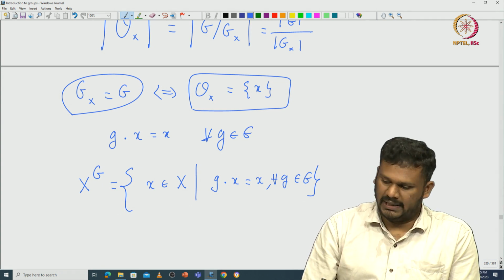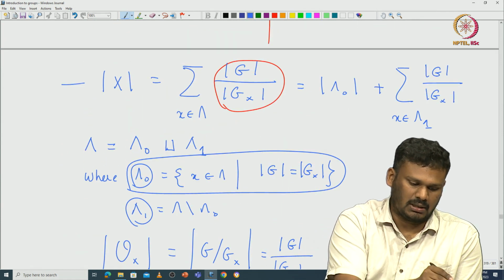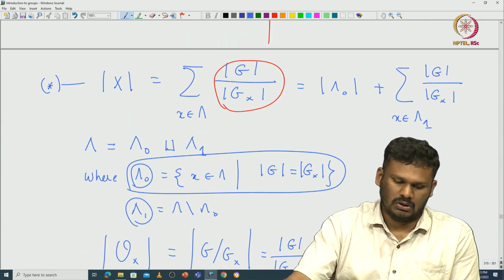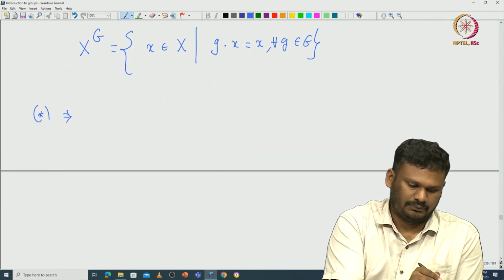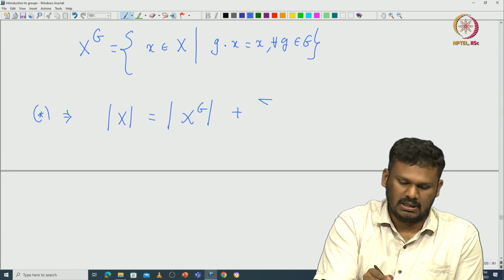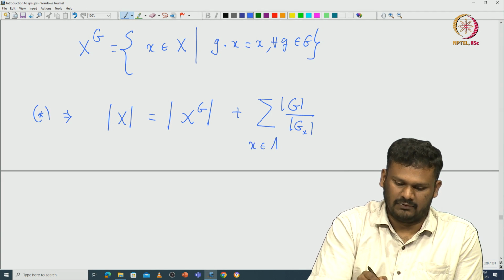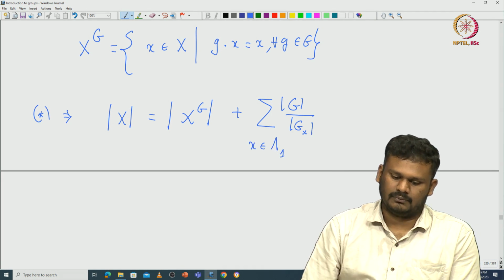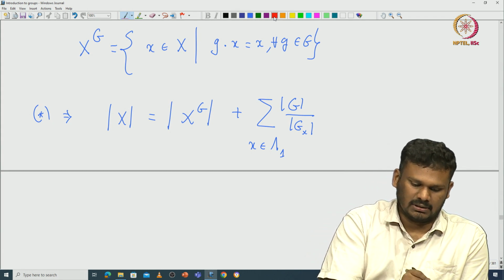Okay. So, using this notation you can rewrite this star as follows. This star becomes the cardinality of X equals the cardinality of X power G plus the summation of mod G divided by mod G_x, where x is coming from this Lambda 1. So, this is the equation that we have.